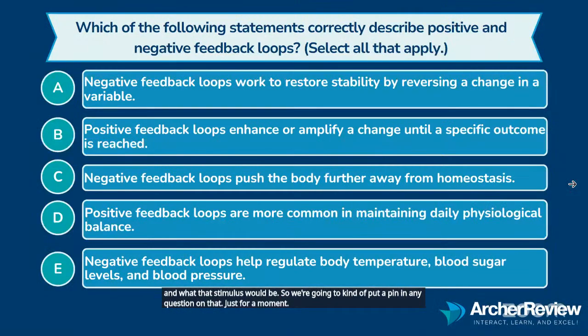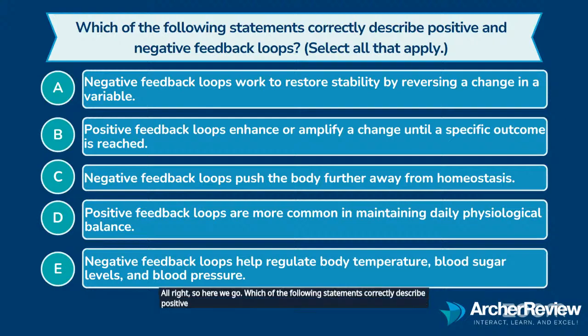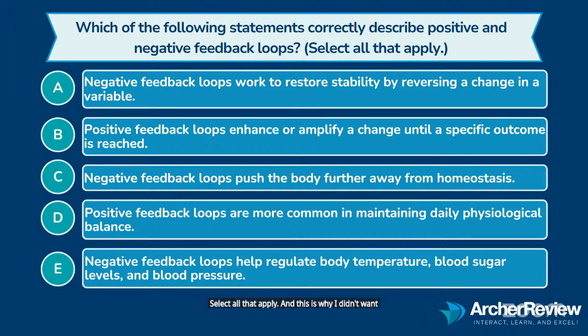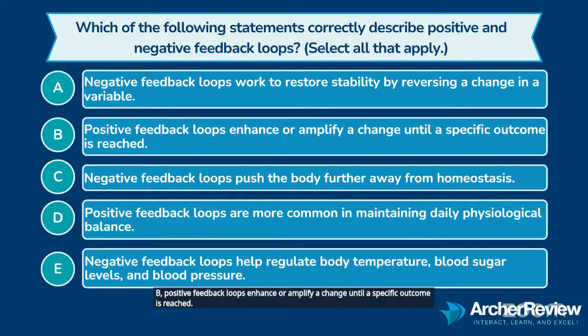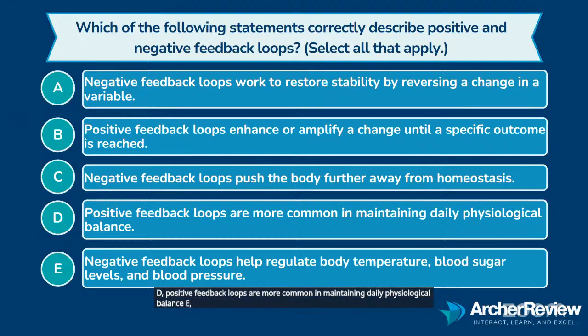All right, so here we go. Which of the following statements correctly describe positive and negative feedback loops? Select all that apply. And this is why I didn't want to go over each of them, because I didn't want to give your answers away. So let's take a look at our choices. A, negative feedback loops work to restore stability by reversing a change in a variable. B, positive feedback loops enhance or amplify a change until a specific outcome is reached. C, negative feedback loops push the body farther away from homeostasis. D, positive feedback loops are more common in maintaining daily physiological balance. E, negative feedback loops help regulate body temperature, blood sugar levels, and blood pressure. Get those answers out there.